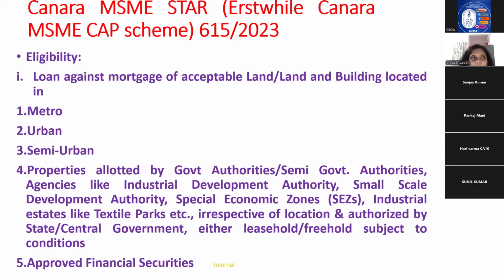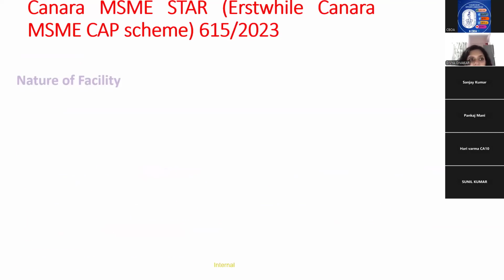Okay, so MSME Star is the updated version of the earlier Canara MSME CAP. What is CAP? Credit against property. So when we are revamping a proposal, this was about the property, right? So here also for the MSME Star, mortgage has to be there. Accepted land or land and building located in metro, urban, semi-urban areas, and property allotted by special economic zones, industrial estates like textile parks, etc. Then approved financial securities.